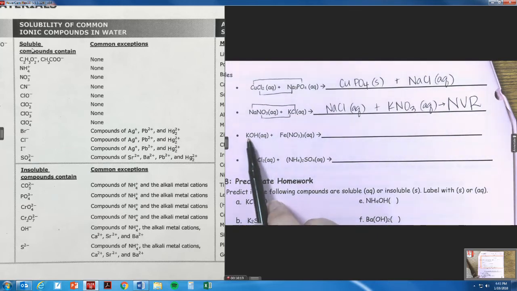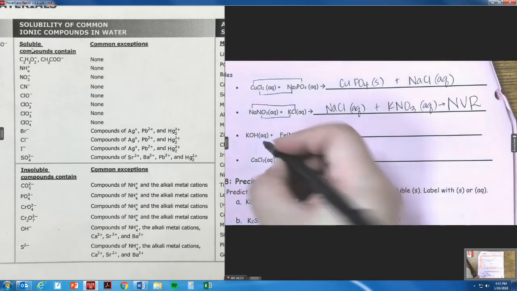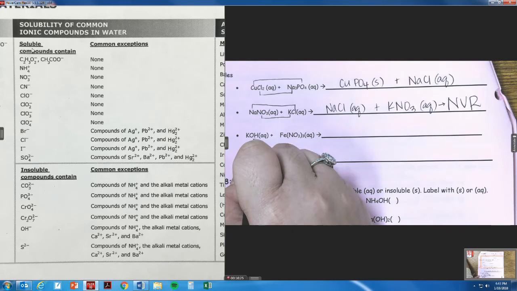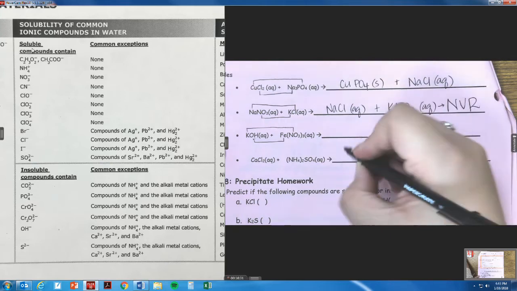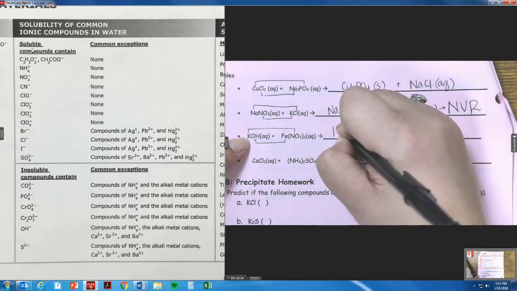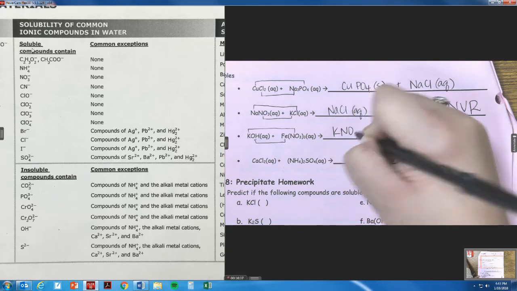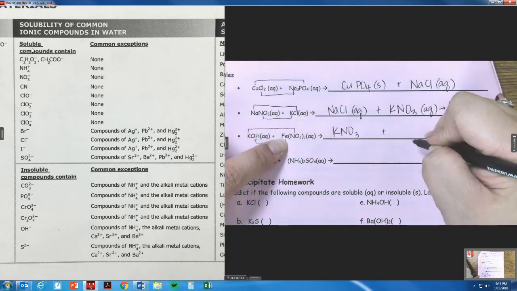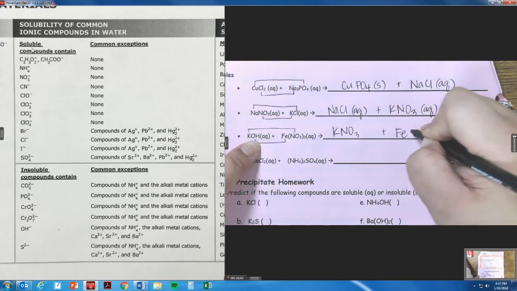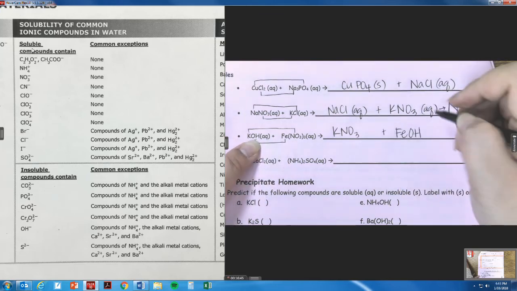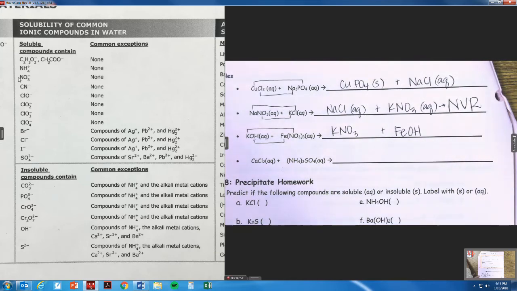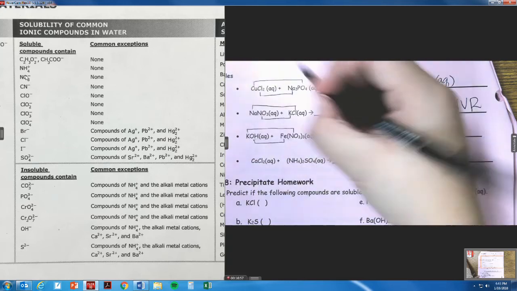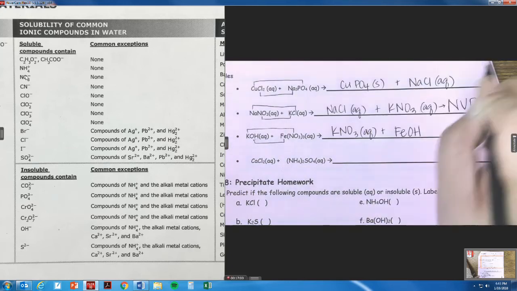Okay, so we have potassium hydroxide and iron nitrate. Inner ions are going to pair up, and then outer ions are going to pair up. So we have potassium, so K, then NO3, and we have iron, FeOH. Okay, so potassium nitrate, let's take a look. On our solubility chart, nitrate is right here. It doesn't matter what it's bonded to, it will always be soluble. So I'm going to have an aqueous compound then.